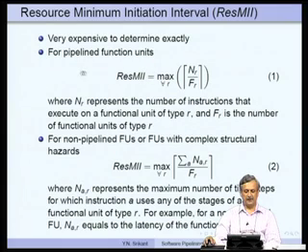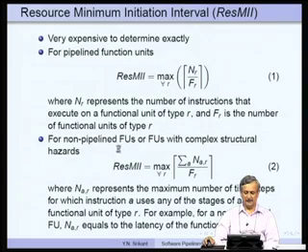For a pipelined function unit, it can be approximated as the maximum of NR by FR over all the resource units R. What is NR? NR is the number of instructions that execute on a functional unit of type R, and FR is the number of functional units. So, you look at all the instructions in the loop body which execute on a particular type of resource, and then divide it by the number of function units of type R. That gives you ResMII for that particular resource. You do this for all the resources and then take the maximum.